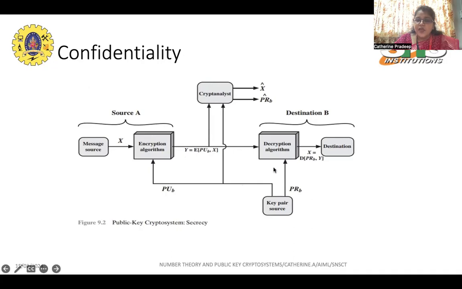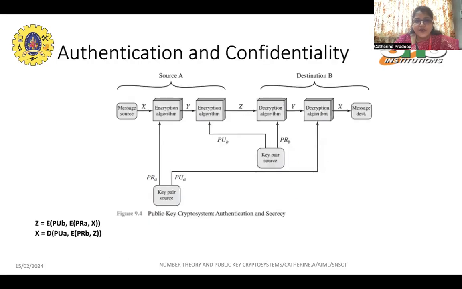In the decryption part, the cryptanalyst will try to take this private key, because only with that private key will he be able to decrypt this message. That is what he'll try to find out. But the only one who has access is the recipient, the destination B, who has his own private key. With the help of that, he'll decrypt. So nobody will be able to decrypt this message without having access to this private key. In some situations, you'll need both authentication and confidentiality.